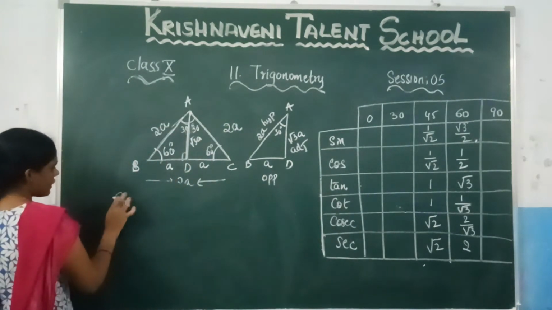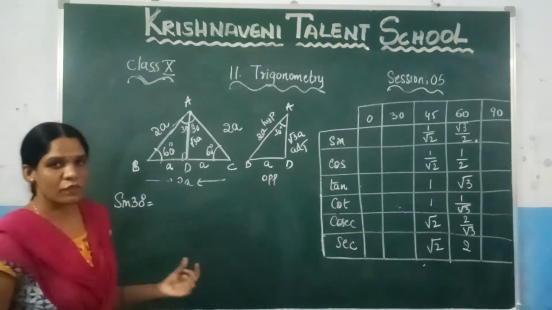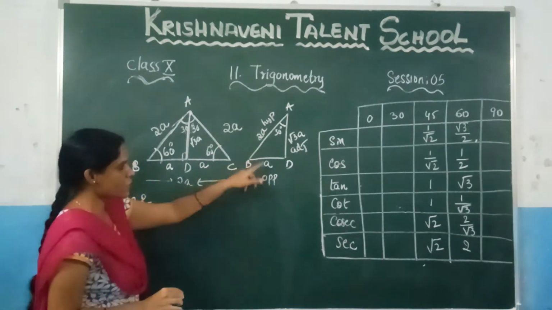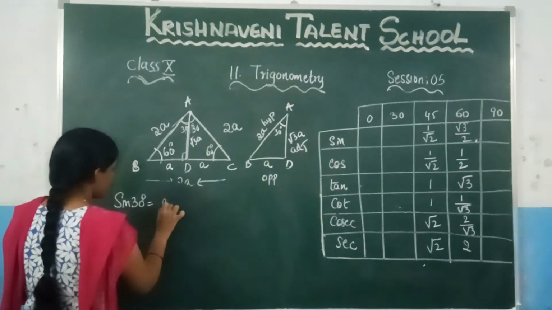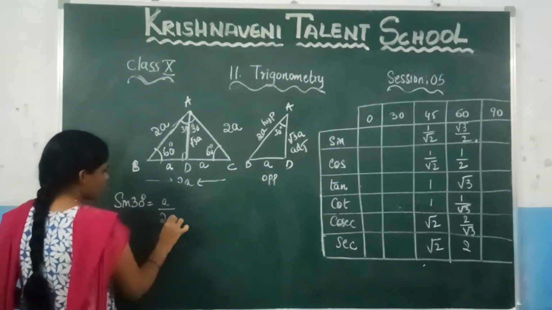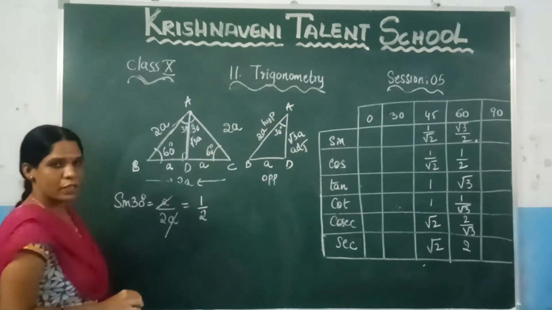What is the value of sine 30? Now, what is the formula for sine? Again, opposite side by hypotenuse. What is the opposite side? Which is a. And what is the hypotenuse? 2a. So you can write it as a by 2a. Here we can cancel, and we will be left with 1 by 2.